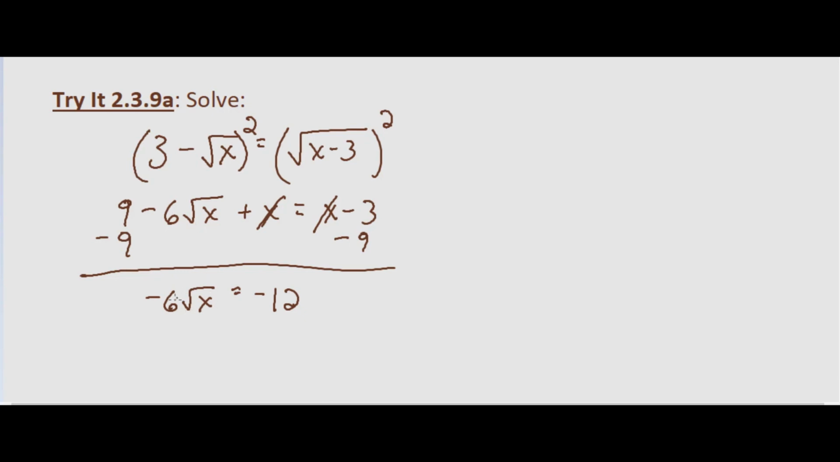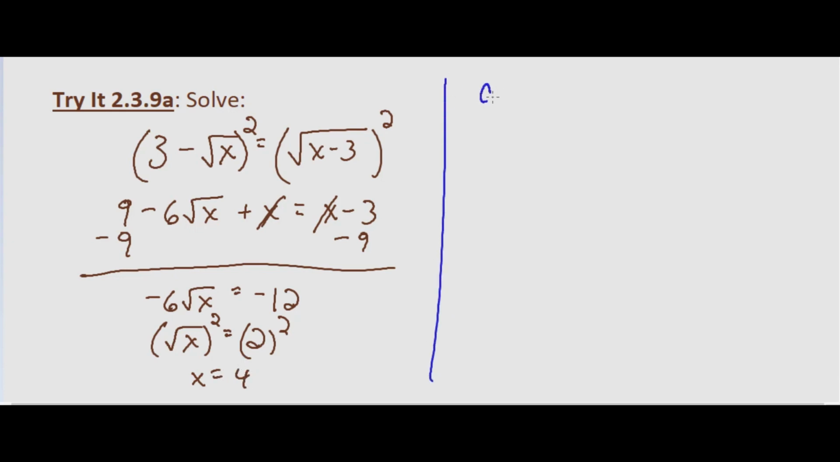Now we can divide both sides by negative 6, leaving us with the square root of x on the left-hand side equals negative 12 divided by negative 6 equals 2. And now we'll finally square both sides and get x equals 4. And again, we need to check our solution.